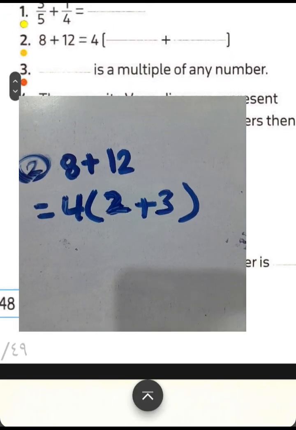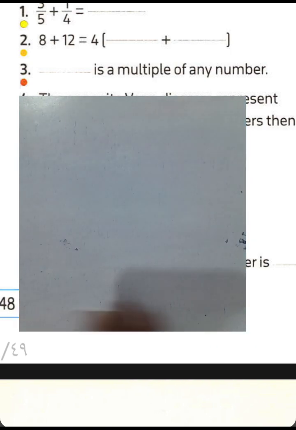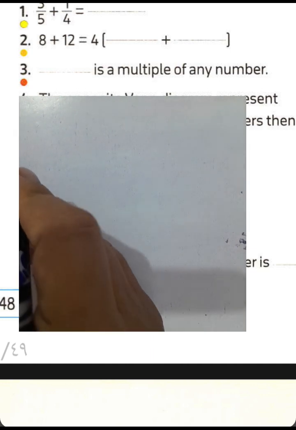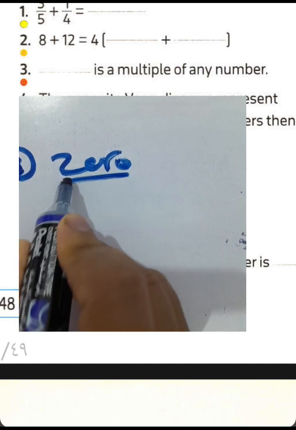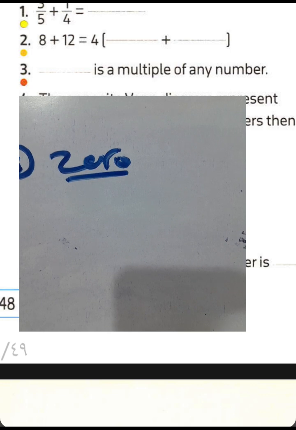Question number 3. Space is a multiple of any number. A multiple of any number what? It will be 0. Write 0 in the space. 0 is a multiple of any number, but 1 is the factor of all numbers. Factor of all numbers, 1. But 0 is a multiple of any number.